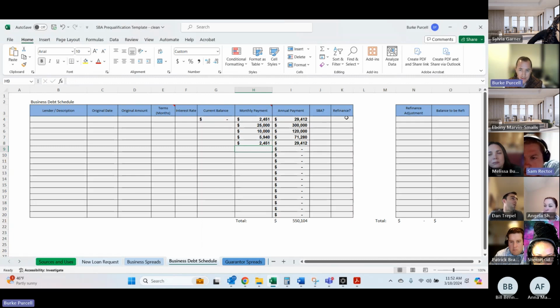Okay, so these guys, to my own knowledge, like, there's yes next to refinancing. So would you usually not put that there? I would only indicate if it is being refinanced with the loan.